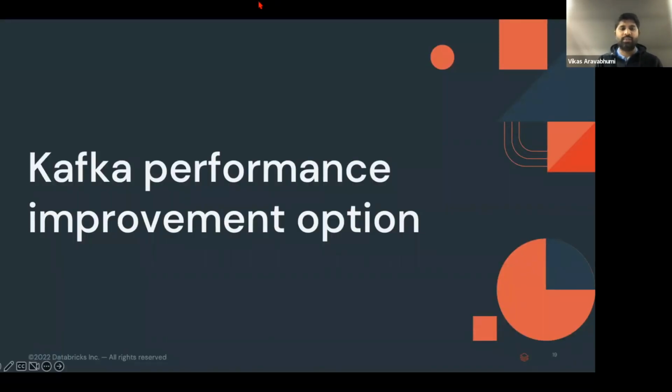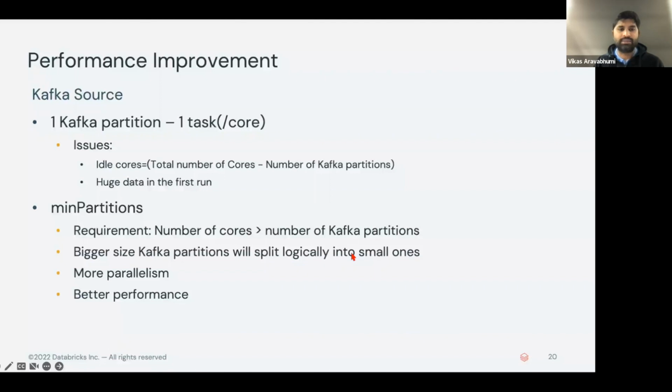So, Kafka performance improvement option. By default, in Kafka, as I mentioned, there will be a topic and multiple partitions, right? Now, if I'm fetching the data from a streaming application, it's 1:1. One core will fetch the data from one particular partition. So one Kafka partition maps to one task or one core.